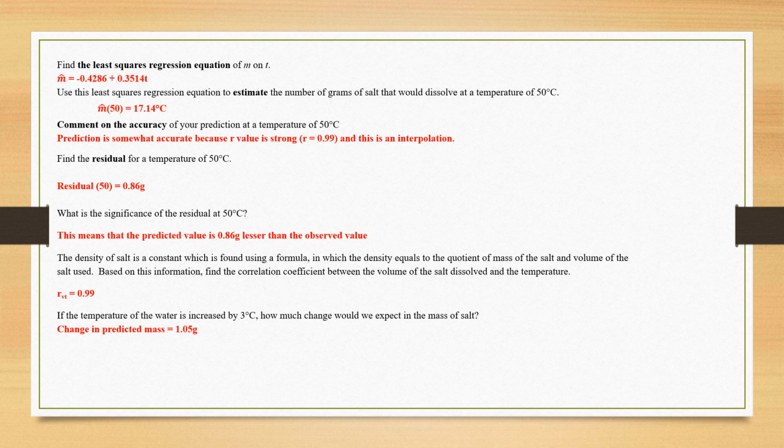If the temperature of water is increased by 3 degrees Celsius, so this is what I covered yesterday. So in your line of best fit, you put x plus 3. Alright, in your line of best fit, you put x plus 3, and then you open a bracket like what we did yesterday and find the change. This is a positive relationship. If x increase, y also must increase.